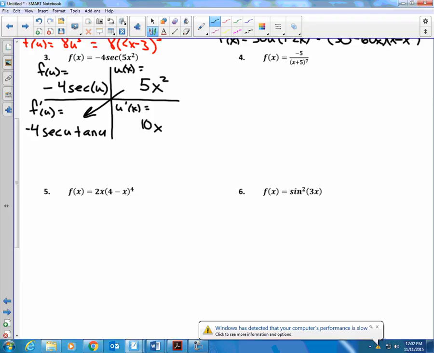We multiply these two together. And I get f prime of x is 10x times negative 4, negative 40x, secant of 5x squared. I'm taking this times that. The rule says I take u prime of x times f prime of u, times tangent of 5x squared. That's my derivative.